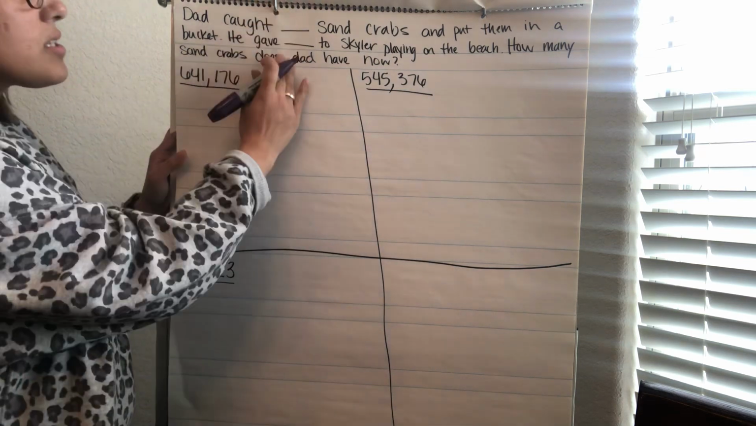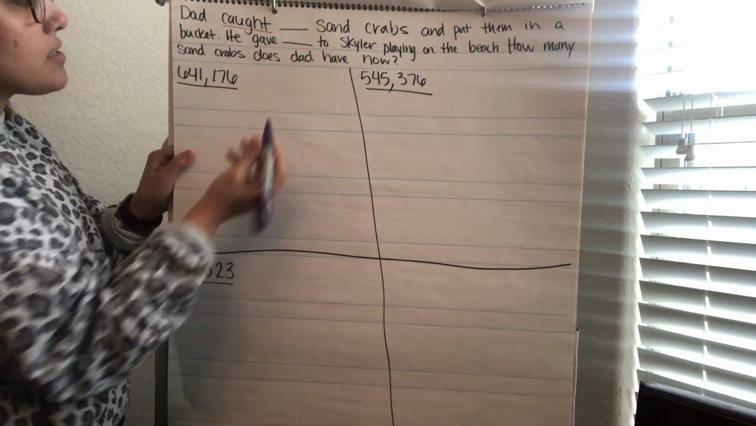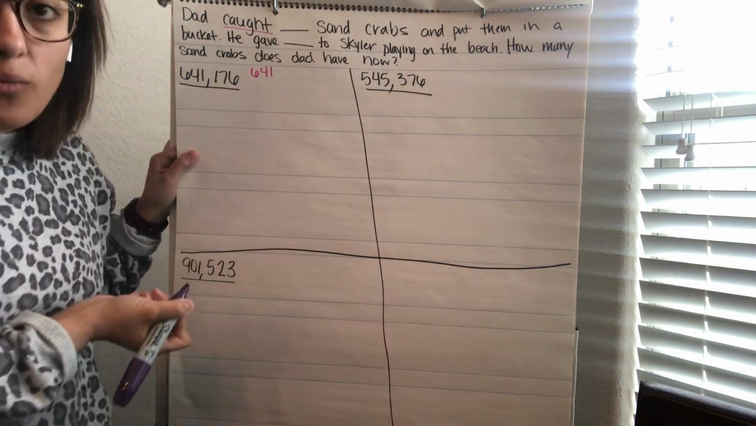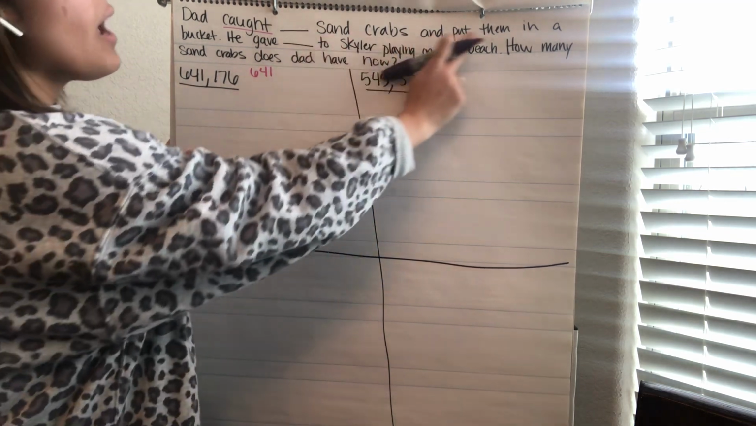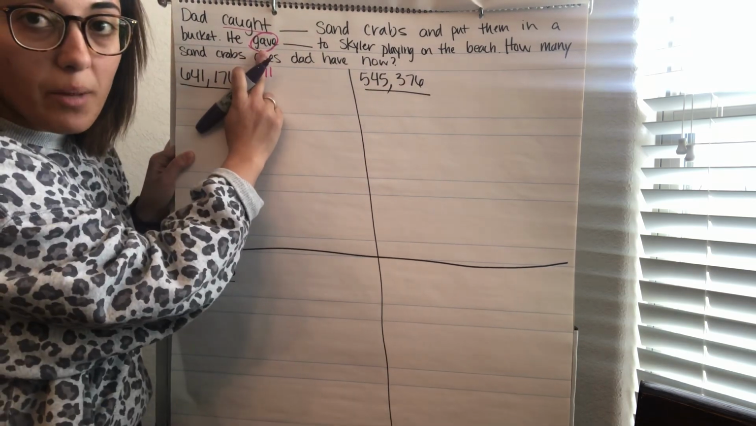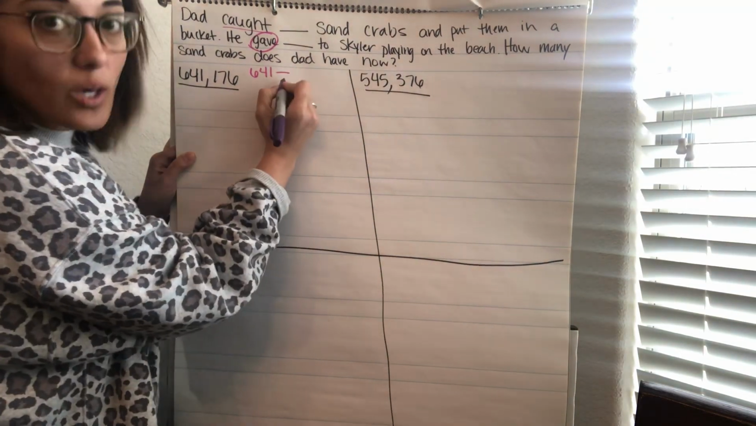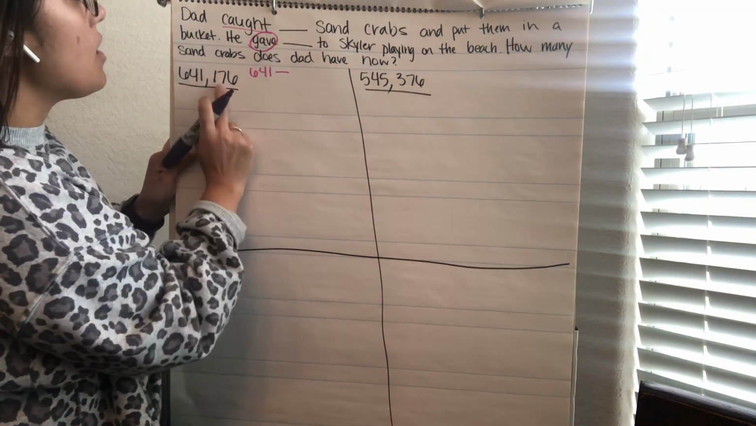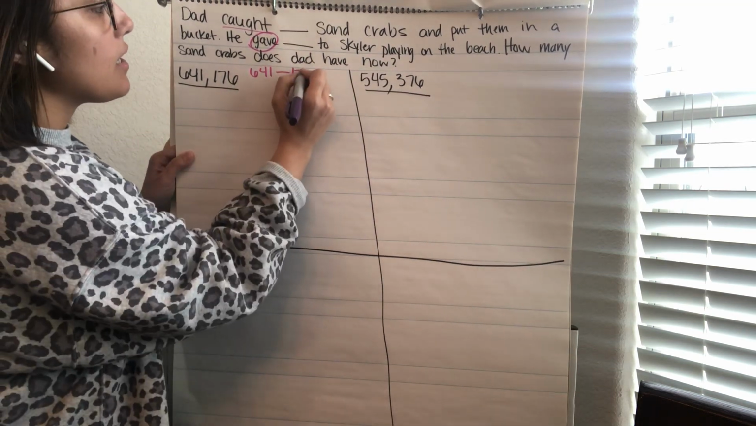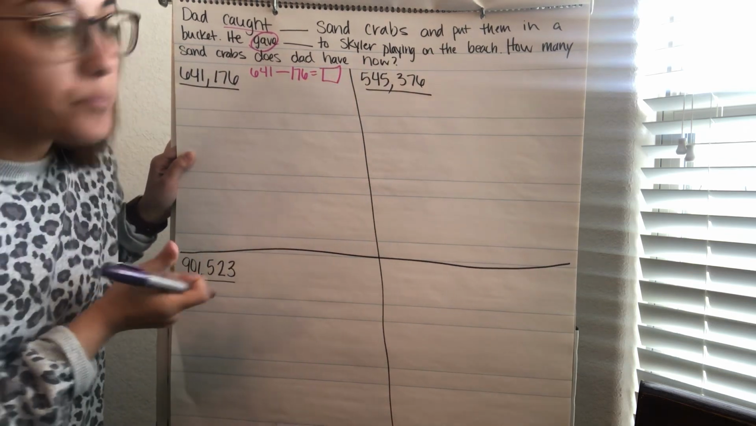And so when we look at this story problem, we see that he caught 641. So that's what he has. That's what he's starting with. And then put them in a bucket, and then he gave, and that gave should tell me that he's giving away, so we're taking away 176 to Skylar playing on the beach. How many does Dad have now? And so what we don't know is how many he has now, okay?